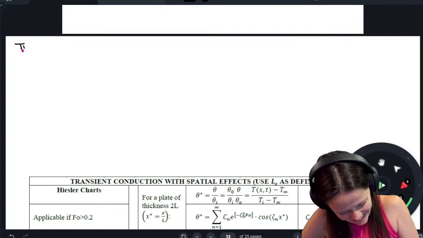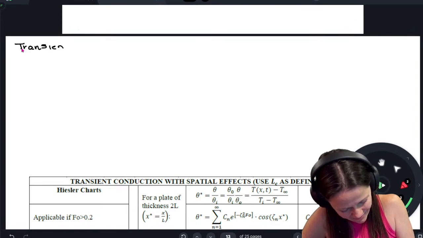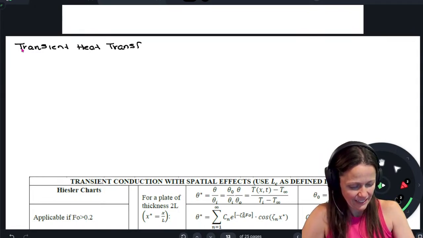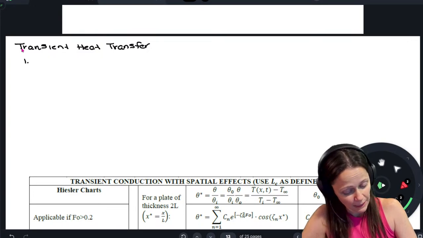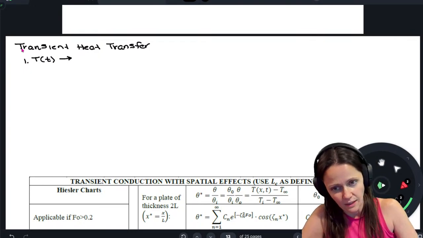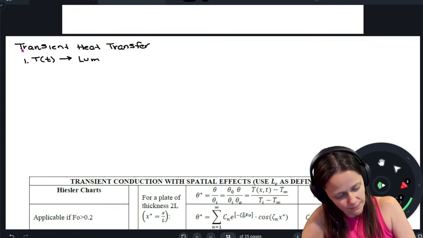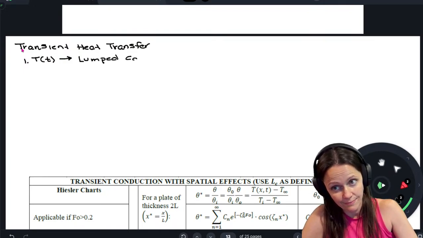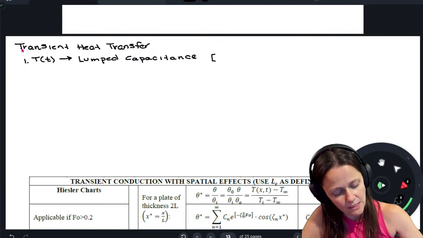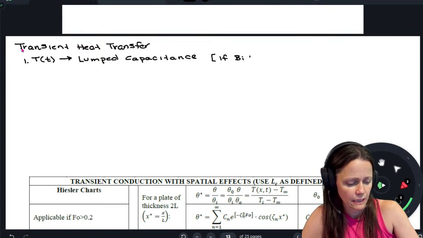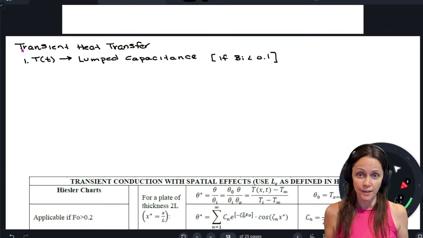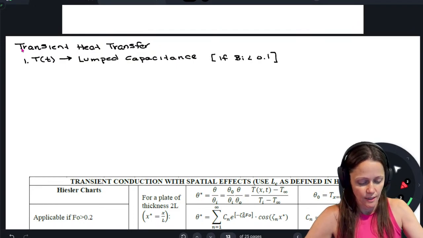All right, so transient heat transfer. We talked about if temperature is only a function of time and not position, then we say lumped capacitance. This is only if our Biot number is less than 0.1. But if it's greater than 0.1, then we have to take into consideration spatial effects.